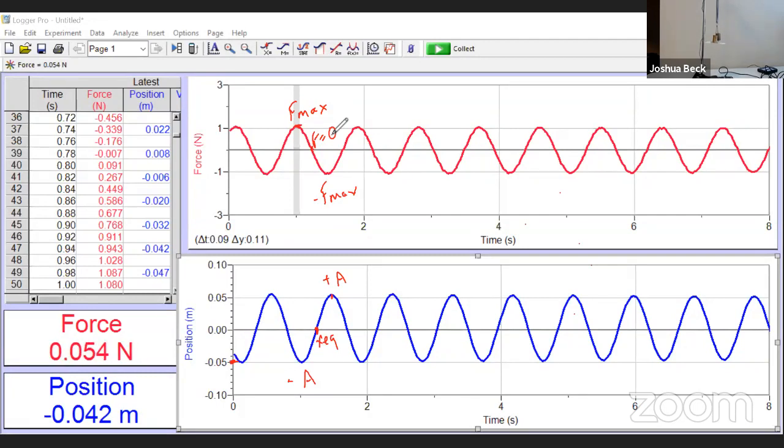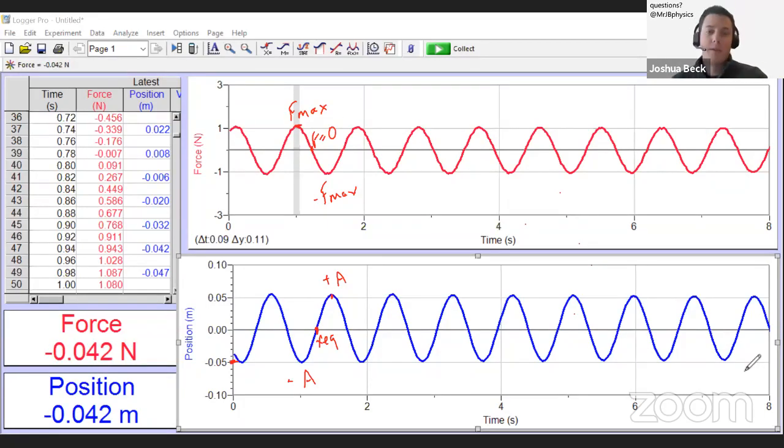Now I want to ask you a question about this. How would this be different or similar if we were trying to identify the location of our maximum acceleration? I'm going to get my video back up here so you can actually see me. I'm still here. Don't worry. Didn't go anywhere. So where would our maximum acceleration occur? We've got our equilibrium position, positive A, and negative A. Where would our acceleration occur?